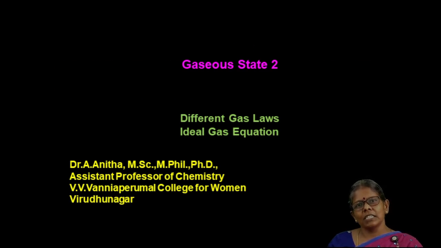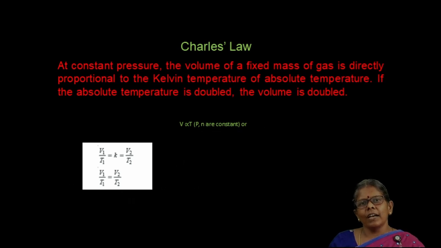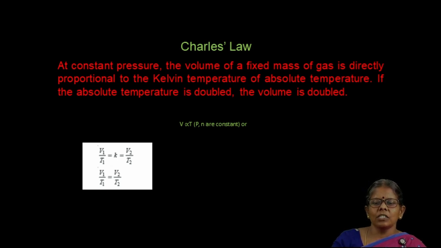We have seen already that there are three parameters which describe the state of a gas. Among them, pressure, volume and temperature are the most important ones. Charles' law states that at constant pressure, the volume of a fixed mass of a gas is directly proportional to the Kelvin temperature, or absolute temperature. If the absolute temperature is doubled, then the volume is also doubled.